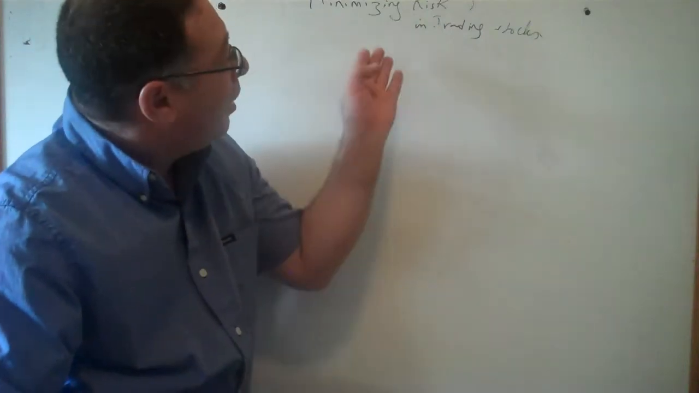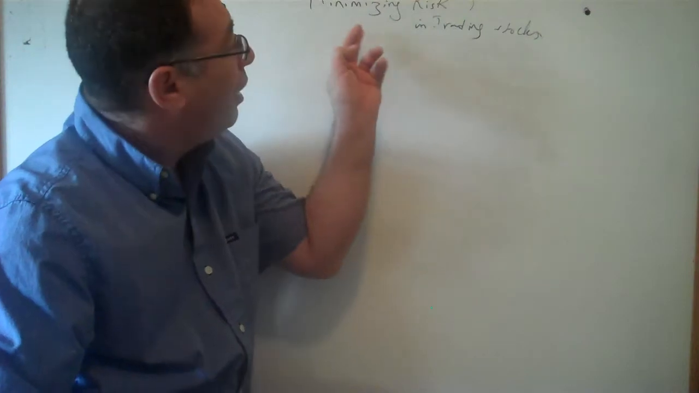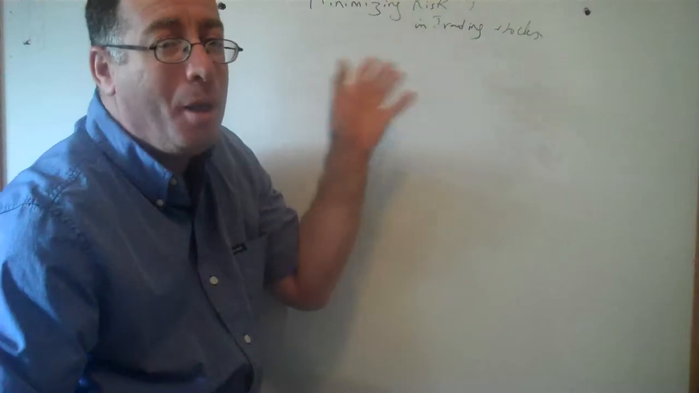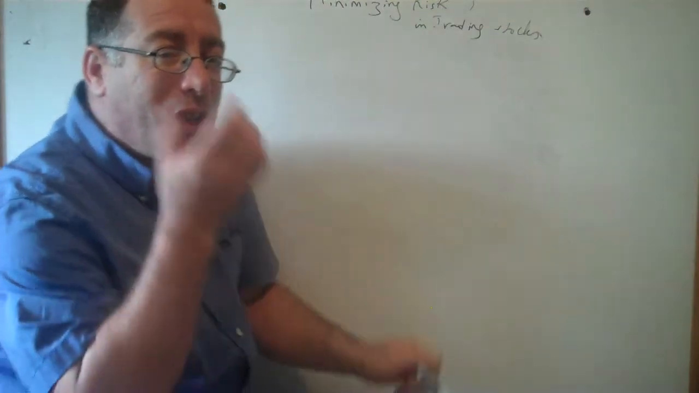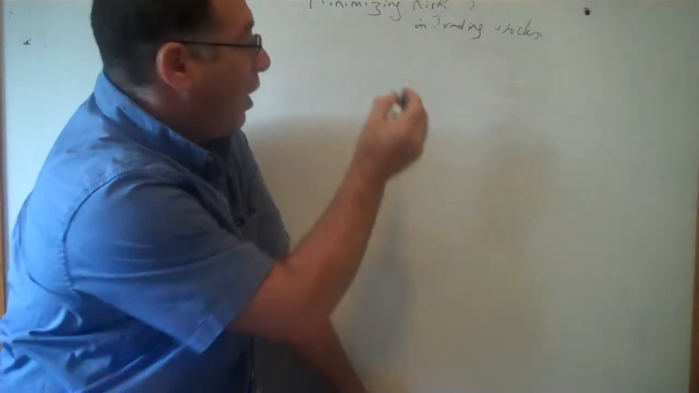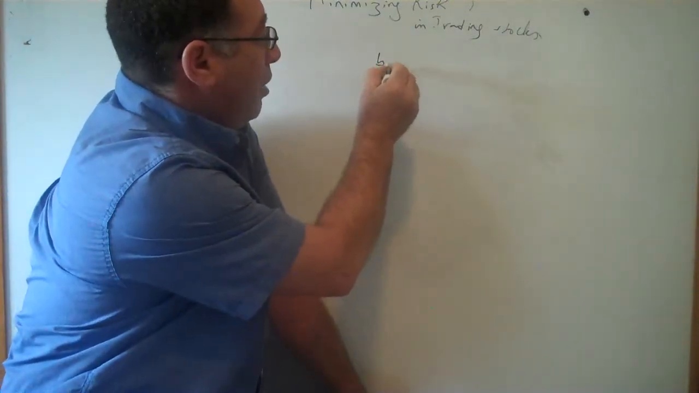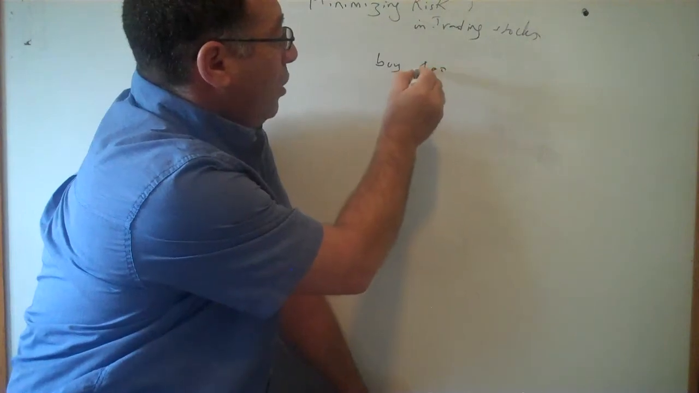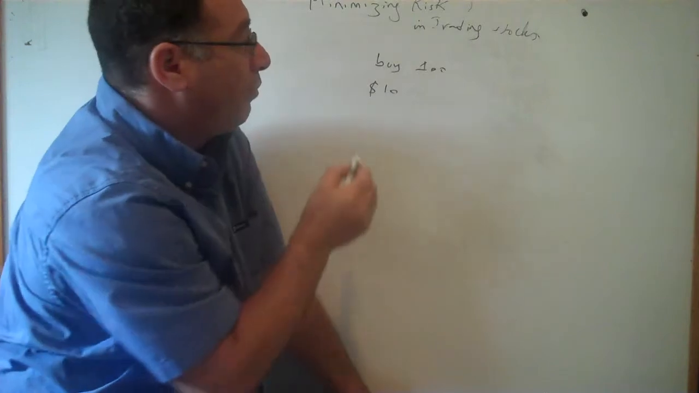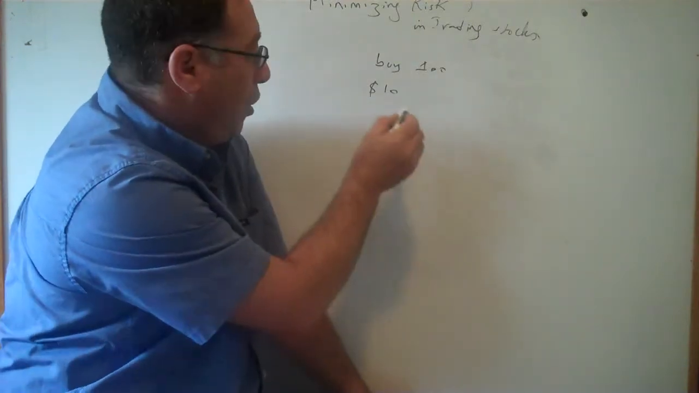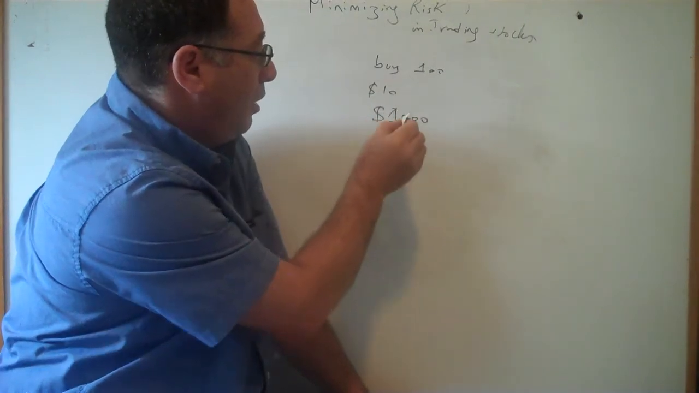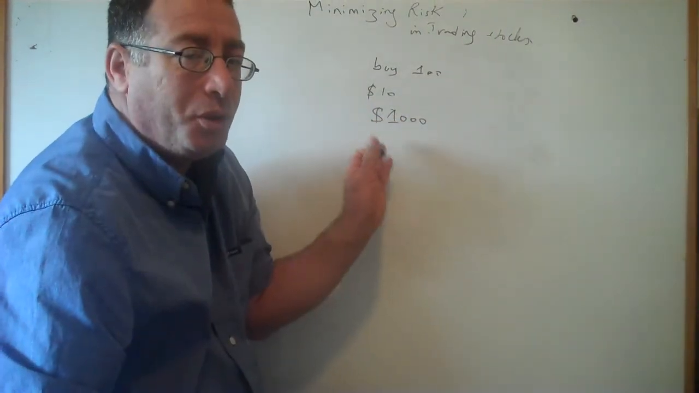Hello, good morning. In this session, we try to see how to minimize risk in trading stocks. Okay, so what is this risk? It means if you, for example, buy 100 shares of a stock that is $10. Okay, $10. You spend $1,000. This is the money that you put into this stock.